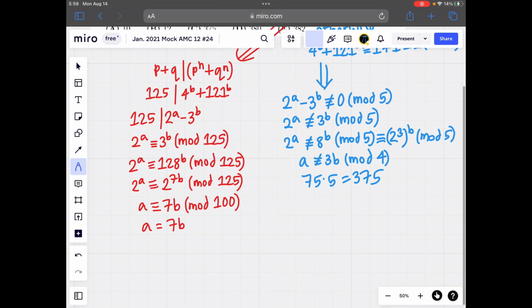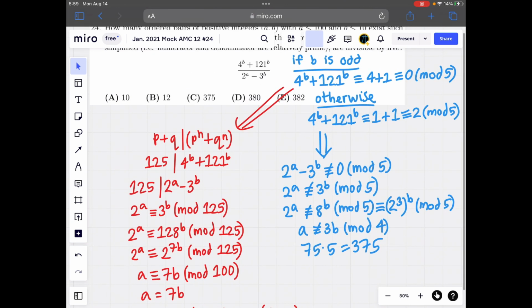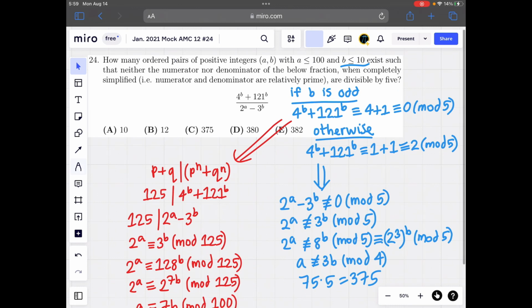So a equals 7b and b is odd. So we can have (a, b) equals (7, 1). And we can also have (21, 3), up to (63, 9). That's everything that works for this case. There's a total of 5 of these. And when we combine these 5 with the 375 we got from our previous solution, where b was even, we get 380. Answer choice D.